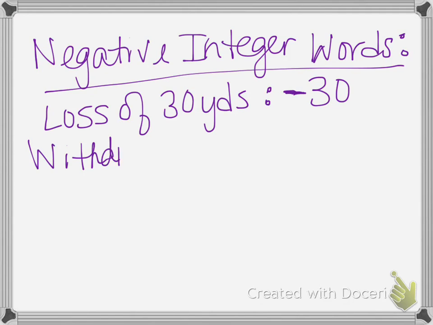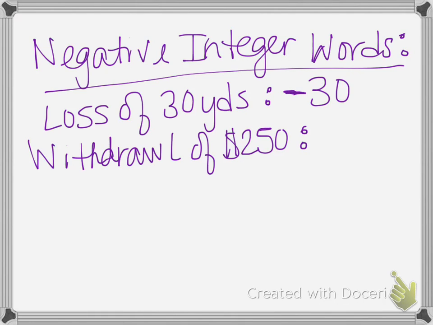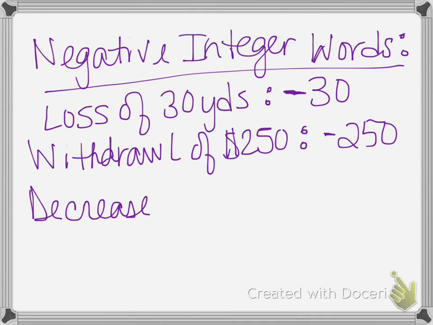A withdrawal is when you take money out of the bank. So your bank account is going to go down. So that implies a negative 250. We can have a decrease. Hopefully your grade didn't decrease, but maybe a price decrease of $40. Well, then that means it went down 40, meaning it's a negative.